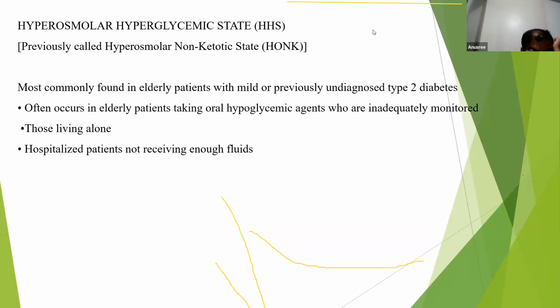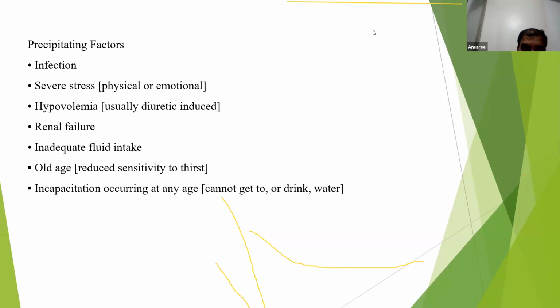So, HHS, hyperosmolar hyperglycemic state, previously known as HONK, is most commonly seen in elderly who are type 2 diabetic and who are neglected or living alone or who are not receiving fluids in hospital. For everything, the precipitating factors should be initially found out. Our main objective should be to find out the precipitating factor.